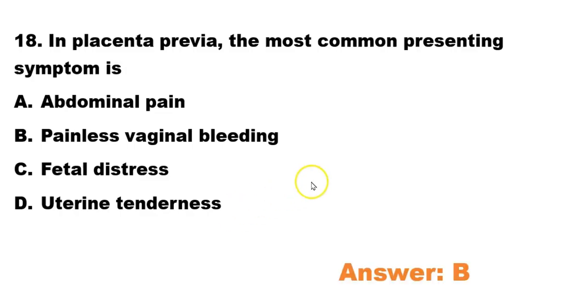You said B, you have got it, because placenta previa typically presents with painless vaginal bleeding in the third trimester due to the placental tissue near or covering the cervical os. It is covering the cervical os, so it is the painless vaginal bleeding that is the most common presenting symptom.